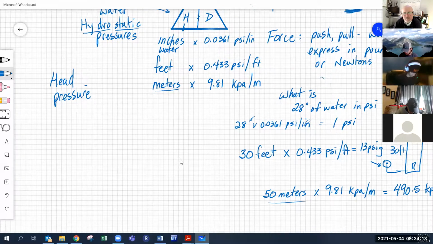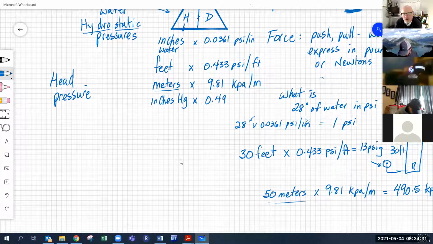Now, there is another one in here, and it is for inches of mercury. So if I had inches of mercury, I would multiply by 0.491 PSI per inch Hg. And that is how much pressure 29 inches will exert.